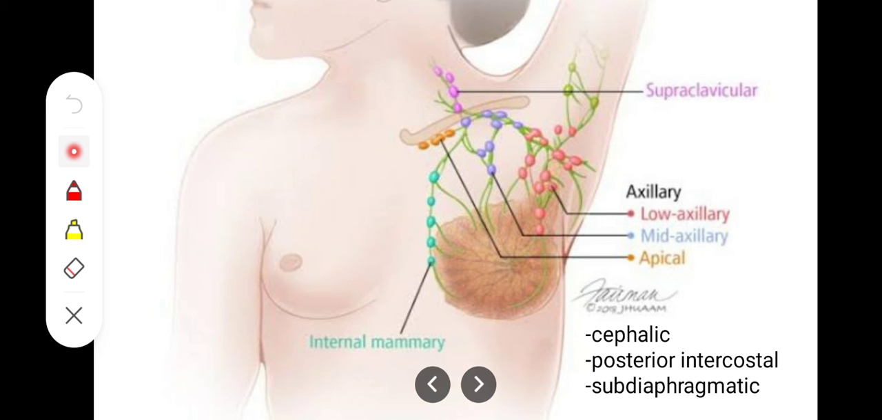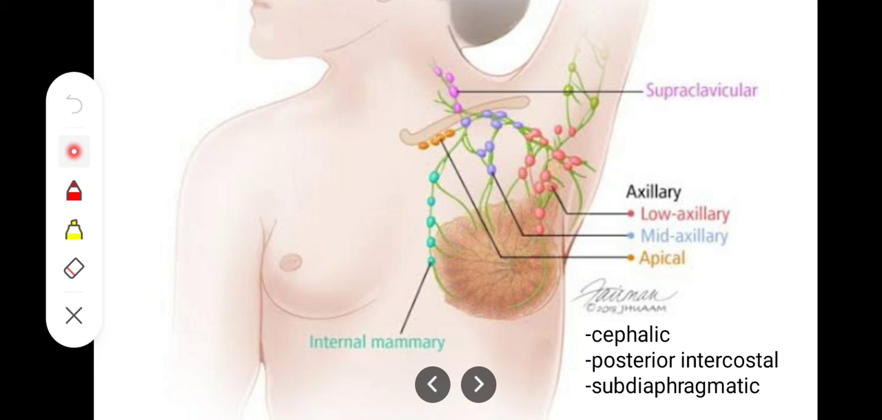These directly and indirectly drain the breast tissue, its lymph. The second group is the internal mammary or the parasternal group of lymph nodes, and these lie along the internal thoracic vessels. And the third one is the supraclavicular lymph nodes. These are the most important ones, okay? Axillary, internal mammary and supraclavicular. Apart from these there are some others, that is the cephalic, posterior intercostal and subdiaphragmatic lymph nodes, which drain different regions of the breast.